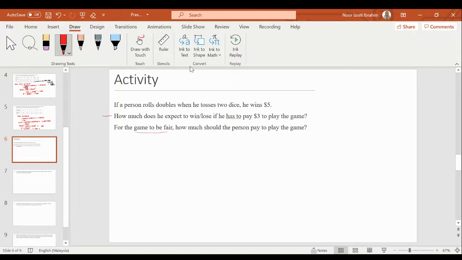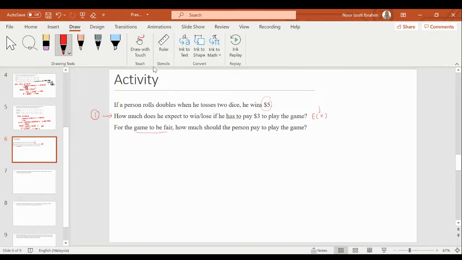So there are two different questions here. Let us look at the first question, question number 1. How much does he expect to win or lose if he has to pay $3 to play the game? So this is to find the expected value of X. So what is our X? Our X will be the winning price, how much we will win or lose.